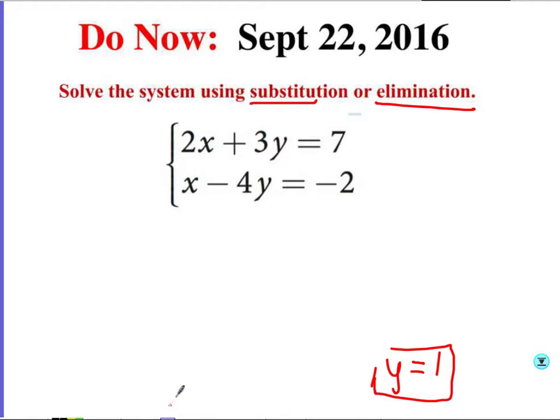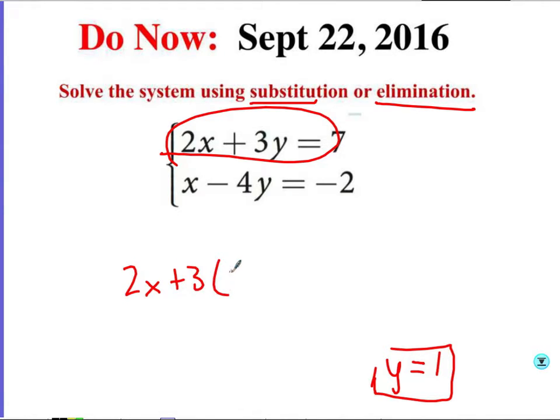So now that I have what y is equal to, I can just go ahead and plug that into either equation. Let's just pick the first one. So I have 2x plus 3. Instead of writing y, I'm going to plug in 1. So I have 2x plus 3 times 1, which is 3, is equal to 7.